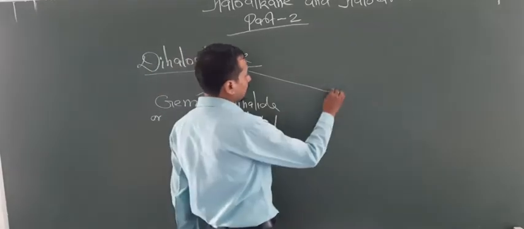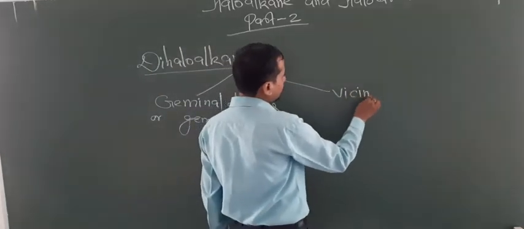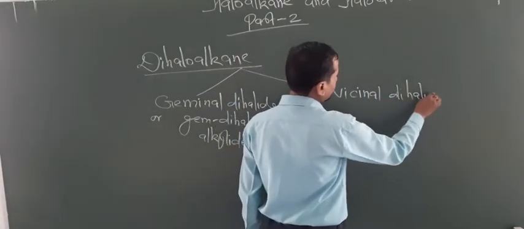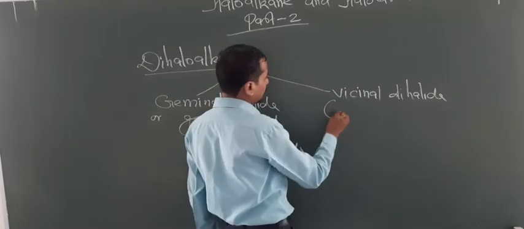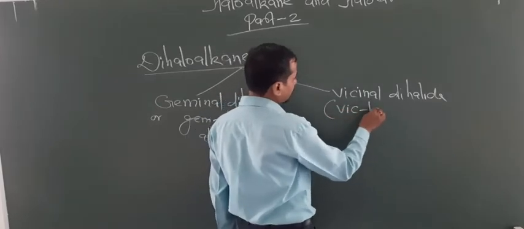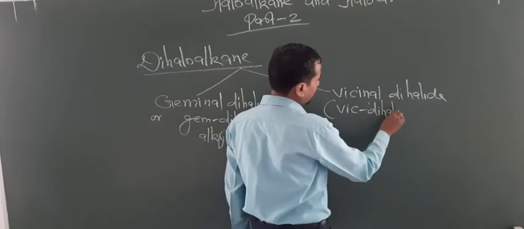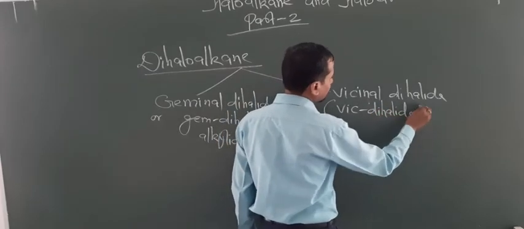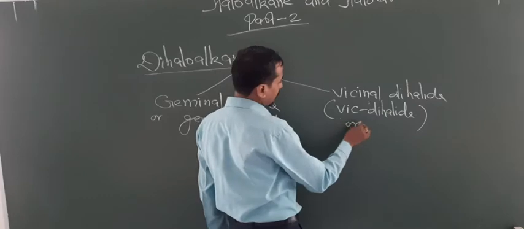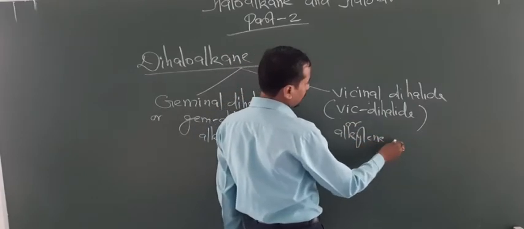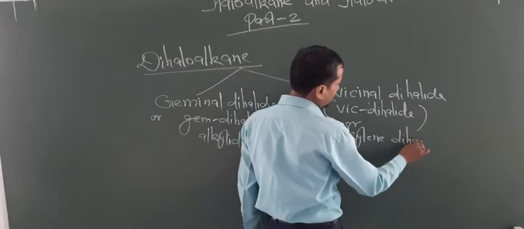Second, you have to know about the vicinal dihalide. It is also known as vic dihalide, or also known as alkylene dihalide.